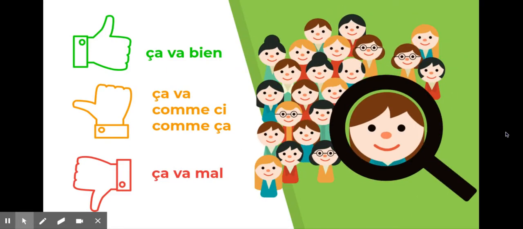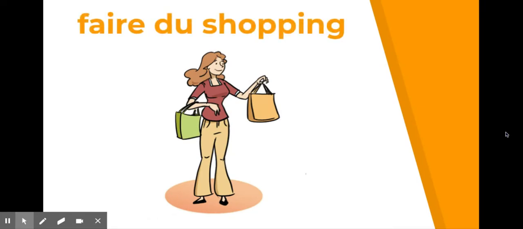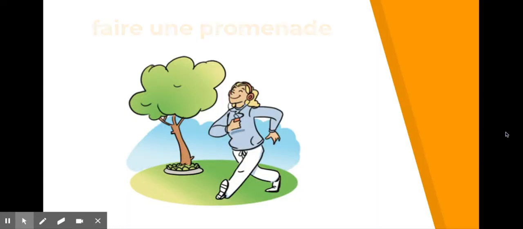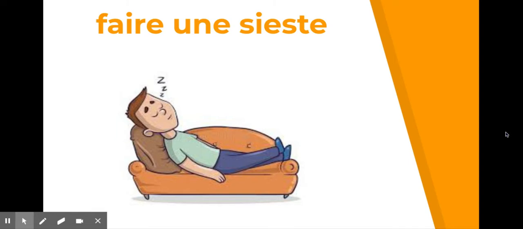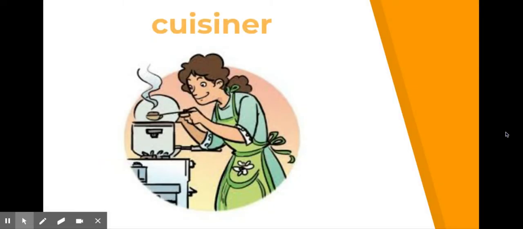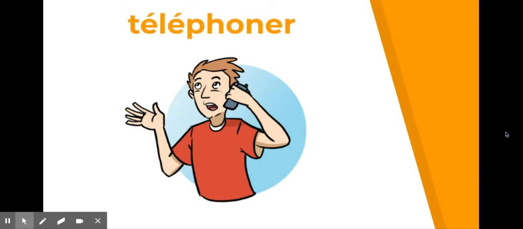How are we feeling with our activities? Ça va bien? Ça va comme ci, comme ça, ou ça va mal? OK, bien. Alors, répétez. Faire du shopping. Faire une promenade. Faire une sieste. Cuisiner. Jouer aux échecs. Téléphoner.